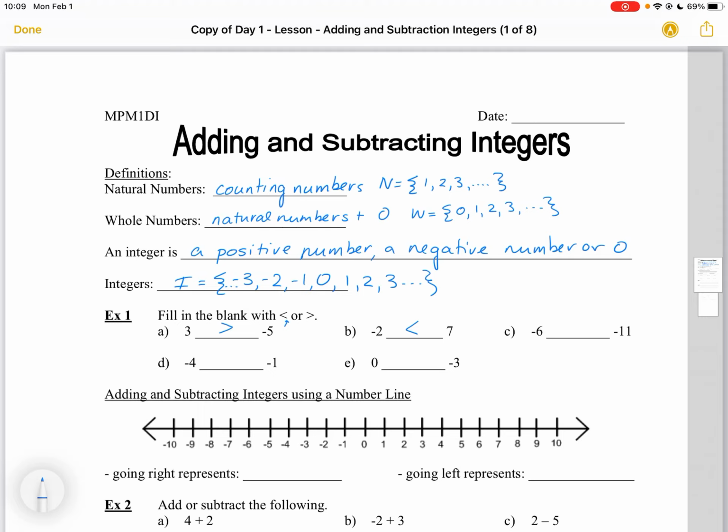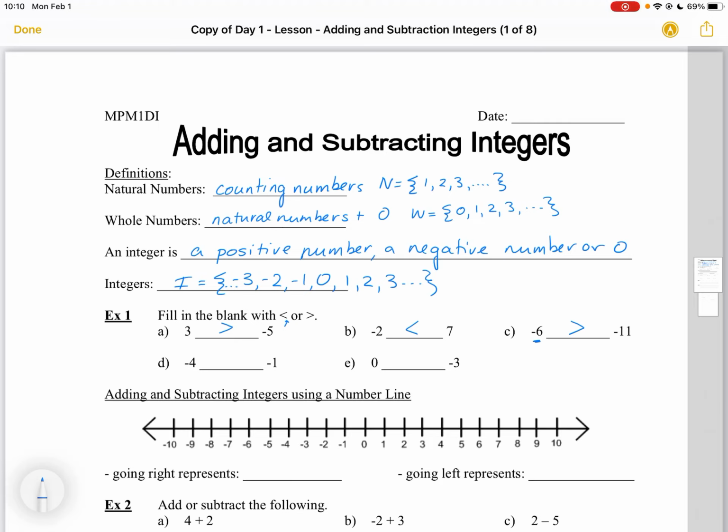So here, my 3 is positive and minus 5 is negative. So 3 is the larger number. Same thing in B, my 7 is positive. The other number, minus 2, is negative. So the 7 must be larger. C is a little bit trickier because they are both negative. The minus 6 is closer to 0 or more positive. So that means that minus 6 is the larger number.